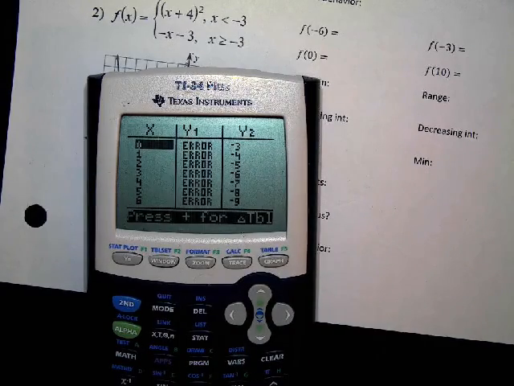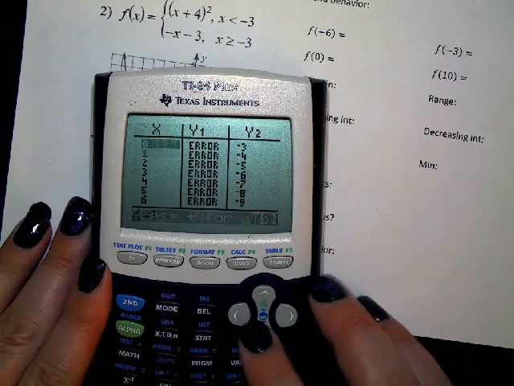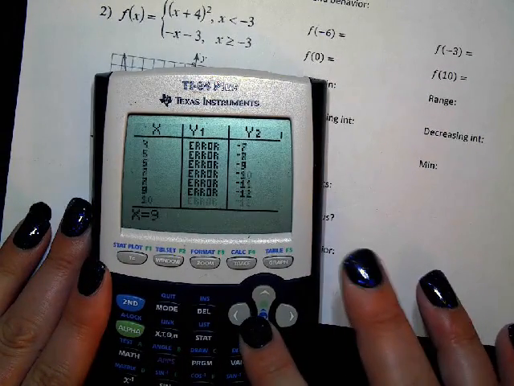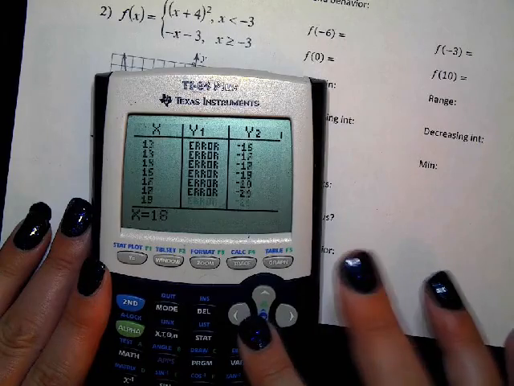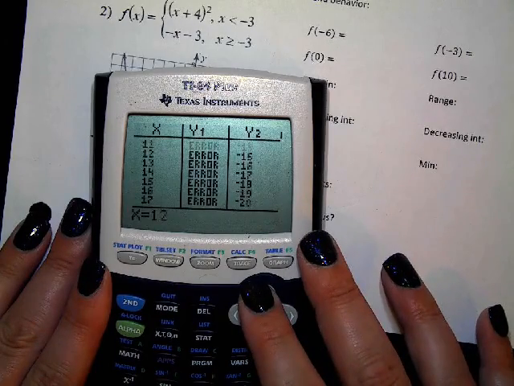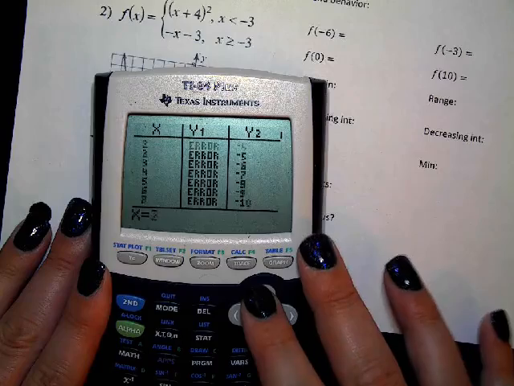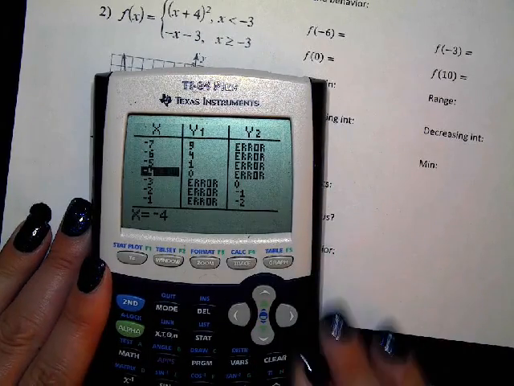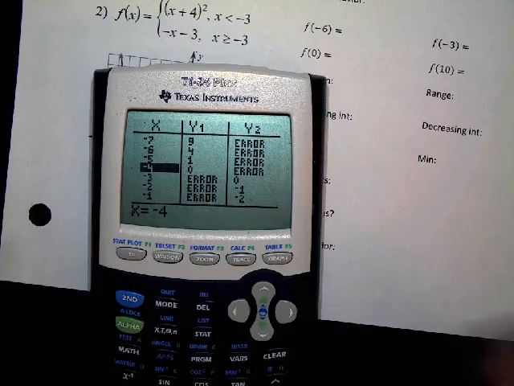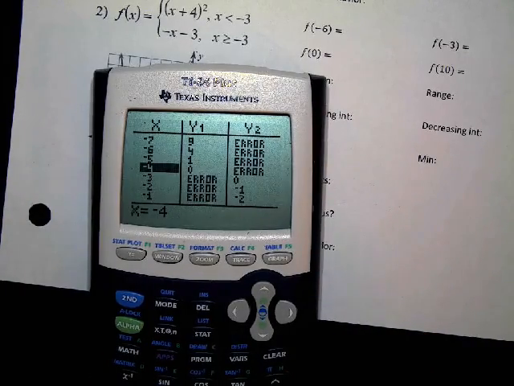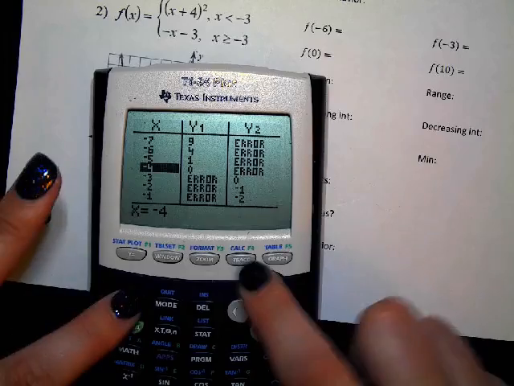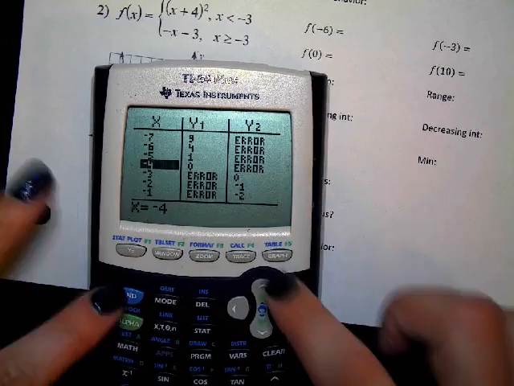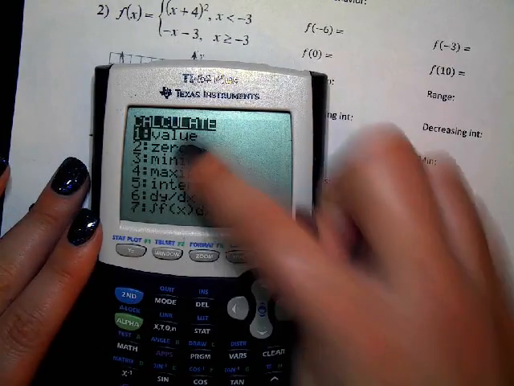So if we look at the table, we got 2 options. We can look at the table to figure out where we can plug our numbers in and what our outputs are going to be. All right, so see how the error switches? It shows you where you can get your outputs from. So the table can give us some information there. The other thing we should be able to do is hit second trace, number 1, and have the calculator plug in the numbers for us.